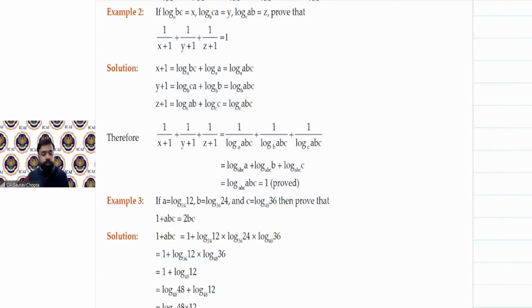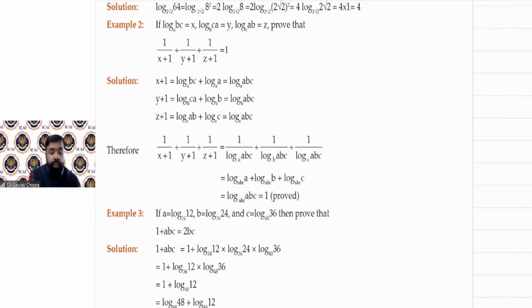So welcome back, guys. Let us continue with example number 2. Now this is a bit different example, and in this we have to again apply all those properties which we have learned till now. So let's understand what is given in the question. Log of BC to the base A is x. Then log of CA to the base B is y, and log of AB base C is equal to z. So these are the values of x, y, and z. And now we have to prove something.